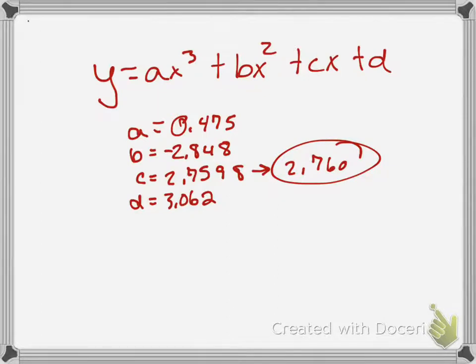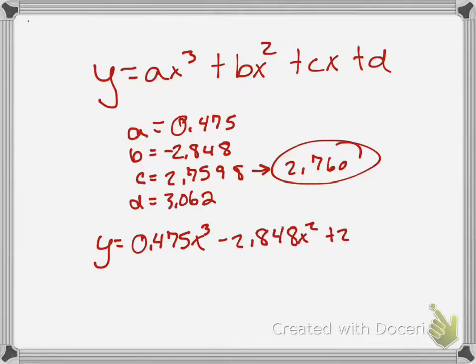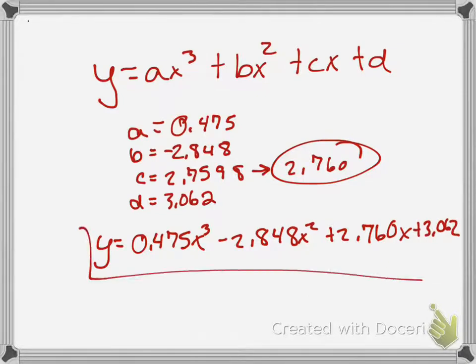D would be 3.062. And so when I fill in my actual equation, I would say it's 0.475 x cubed minus 2.848 x squared plus 2.760 x plus 3.062. And that would be my cubic regression. That would be my best fit of making a cubic model fit for that equation.